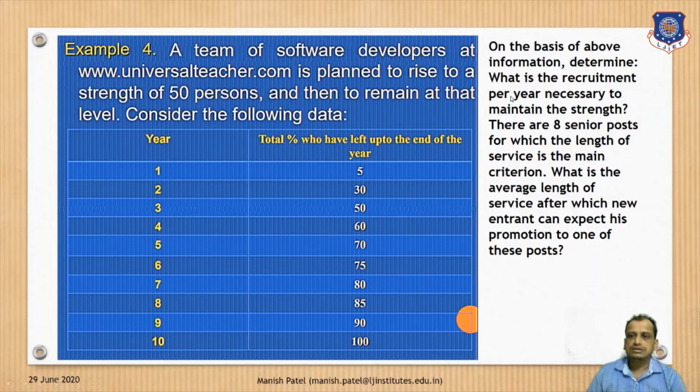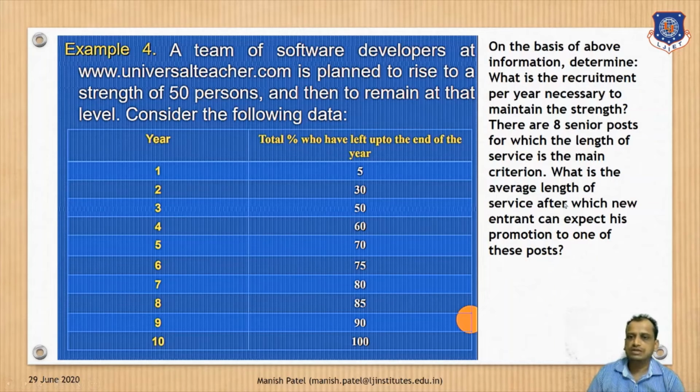Here it is written what is the recruitment they should be doing. Now if this many percentage is leaving, how many people should they hire, and what is the strength? 50 at a time, right? For the running. And 8 senior posts, there are 8 senior posts for which the length of service is the main criterion. 8 posts are there and you have to find out the recruitment policy.